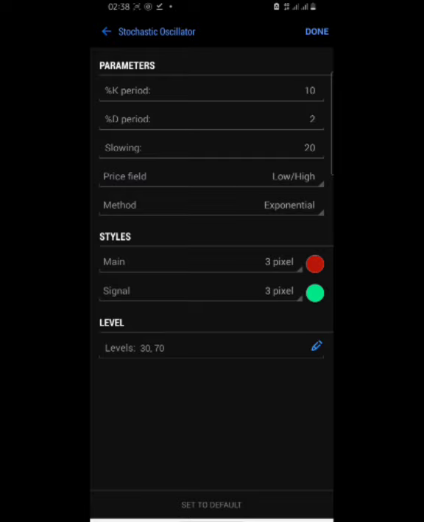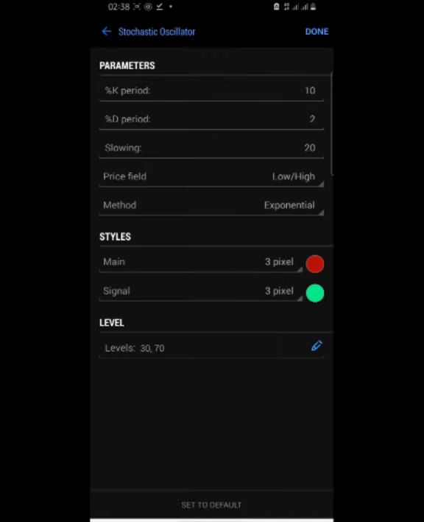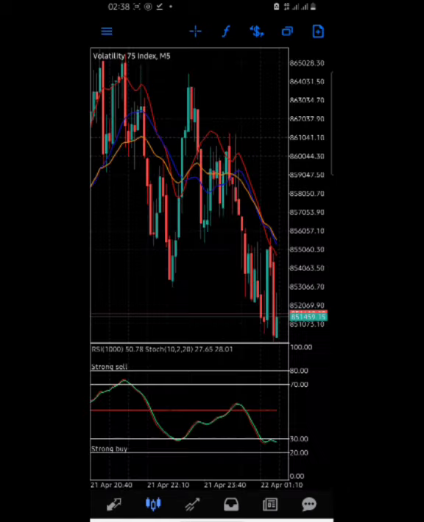Then we have the stochastic oscillator. Now this might get a little bit complicated, but it's not. Just use the same settings as mine, take the screenshot if you want to, and then take note of the levels also. Our levels are just 30 and 70. I'm going to leave a description where I'll explain it later. And then your colors, you can pick whatever colors you want, whatever differentiates them for you. I'm using red and green here. So yeah, that's about it on everything.